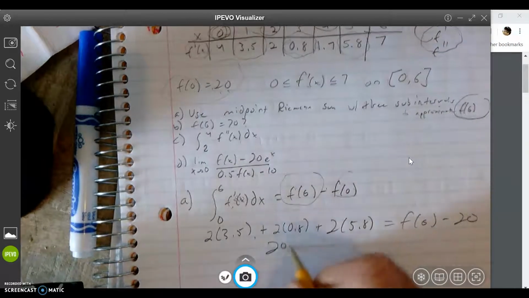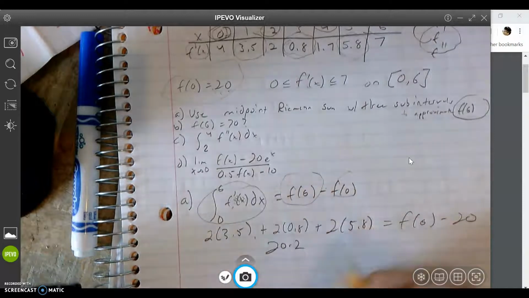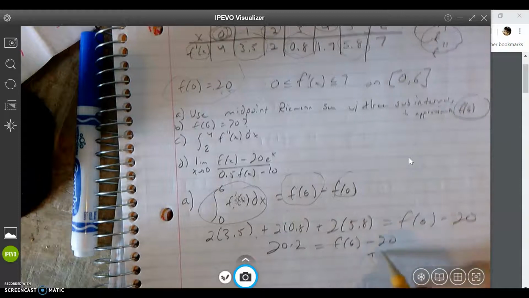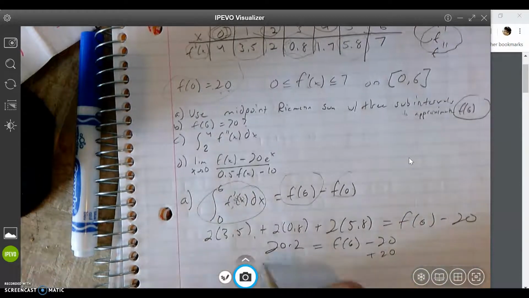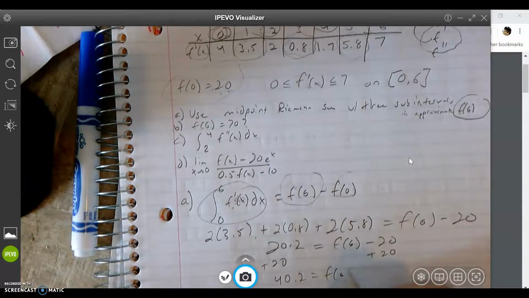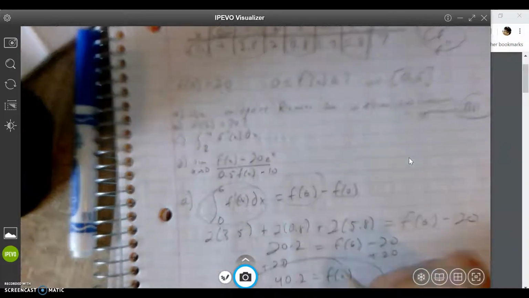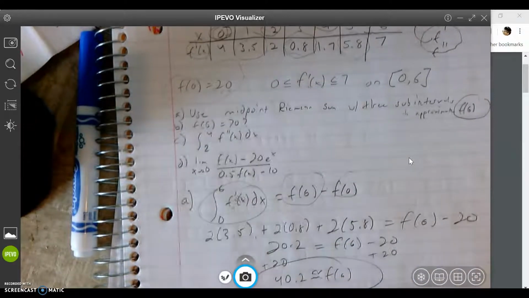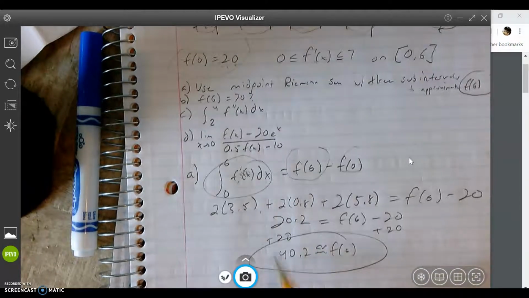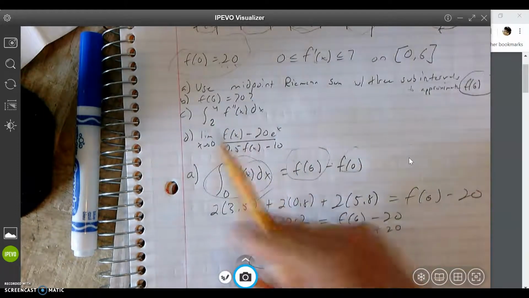So I got 20.2 is my area under the curve equals f of 6 minus 20. So I'm going to add 20 there to finish. And so 40.2 equals f of 6, bam. Approximate, oh sorry, it's approximate. There you go. Okay, so that's part A. Got it. Check. Part B.